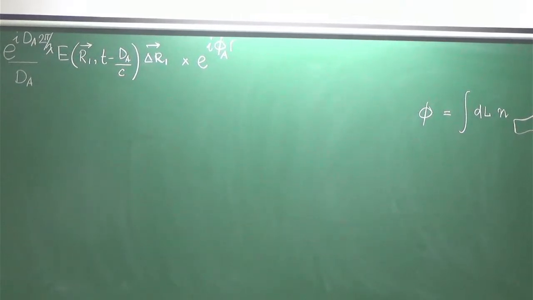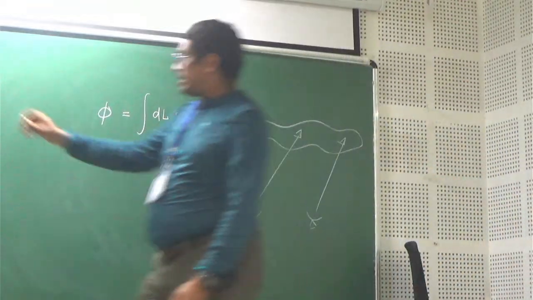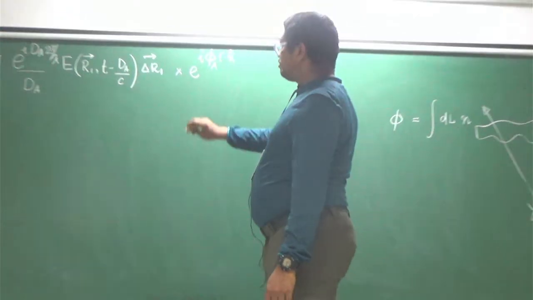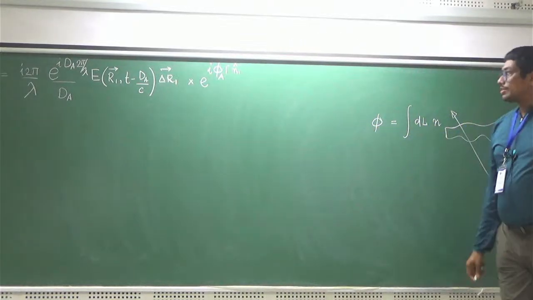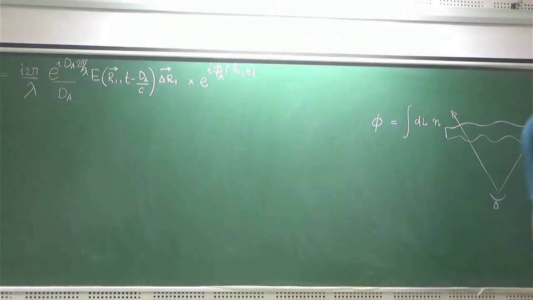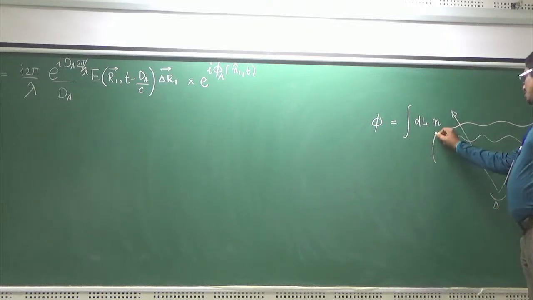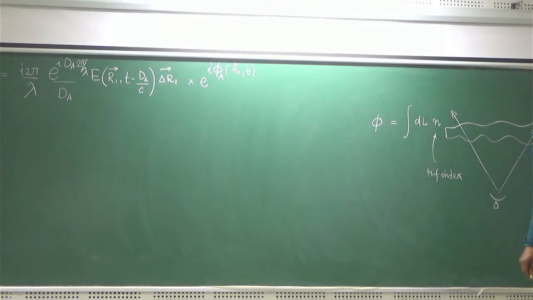Okay. What else does it depend on? Obviously, if I look in this direction, it will go through a different patch of the ionosphere. So it can depend on the direction I am looking at, and corresponding to R1, the direction is n1. And it may change with time. What is that? Refractive index. You can use whatever you want.